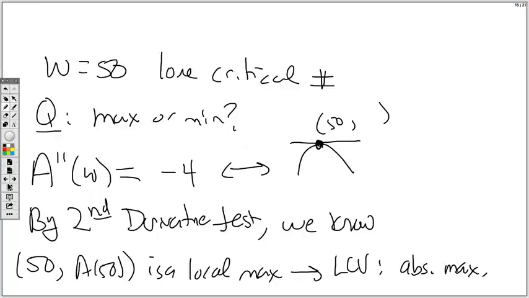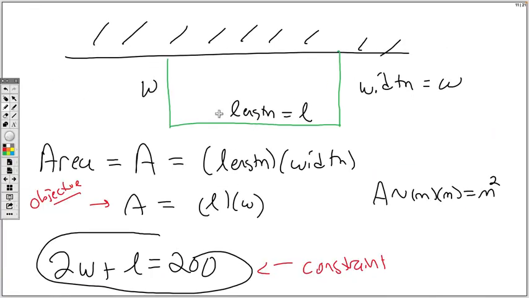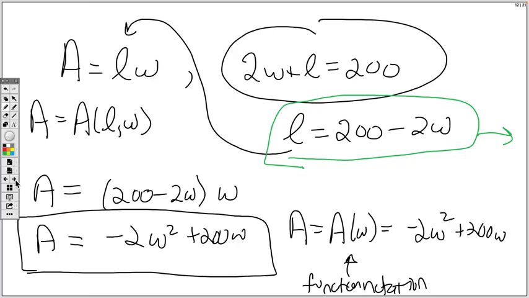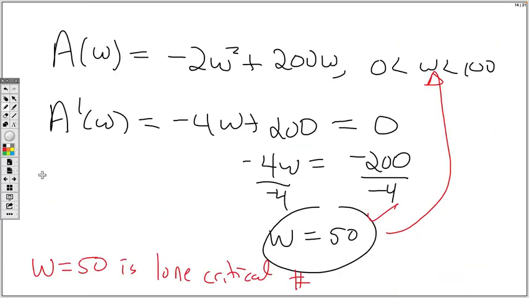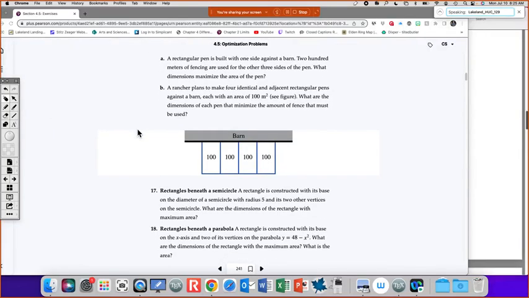Any question on the setup here? You typically are going to start with a picture. Use geometry to relate the variables. There's usually some kind of condition. You want to eventually get your objective function in terms of one variable. Then you want to come up with an applied domain. And then you want to use calculus on it. You follow? Let's take a look at part B.